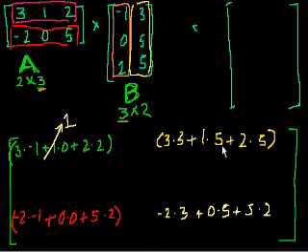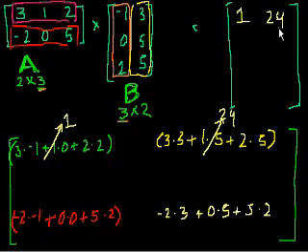9 plus 5 is 14, plus 10 is 24. This is 24. And then minus 2 times minus 1 is 2, plus 10. So this is 12. Right? That's 12. And then minus 2 times 3. That's minus 6, plus 0, minus 6 plus 10 is 4.